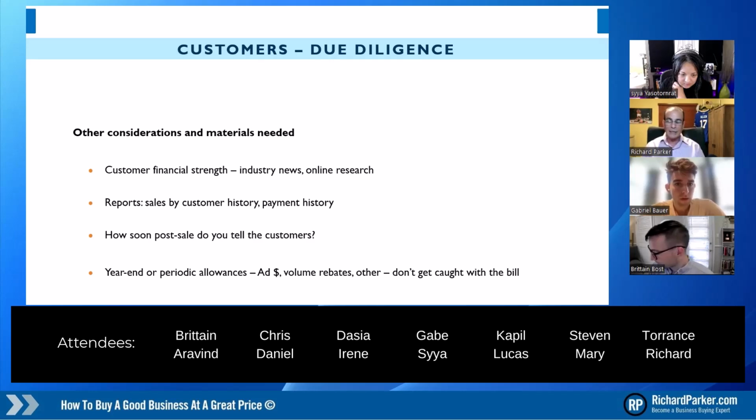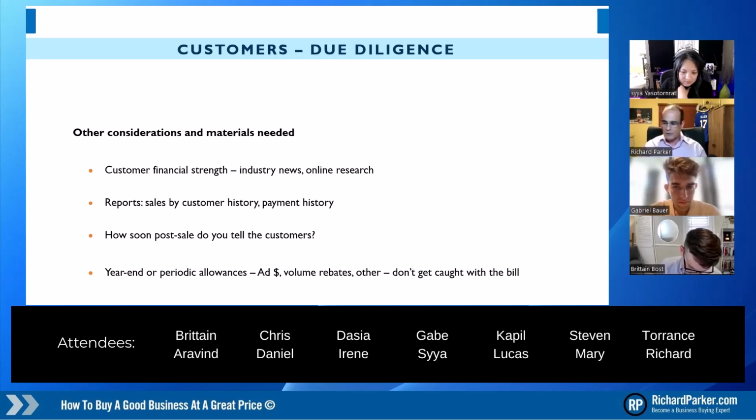Year-end or periodic allowance. This is the flip side of those vendor year-end rebates. You have customers, very prevalent when you're selling to retailers. They get year-end rebates, meaning you, as the new owner, the company itself gives rebates to the customer at the end of the year. Could be volume rebate allowances, advertising allowances, markdown allowances, marketing allowances, etc.